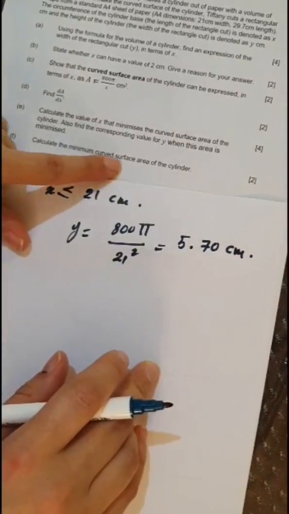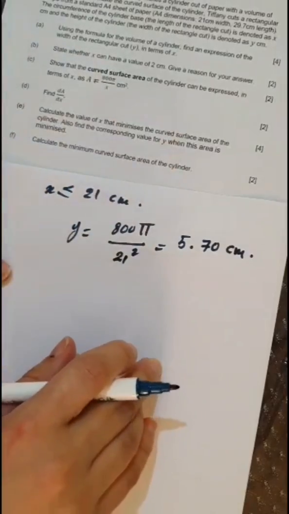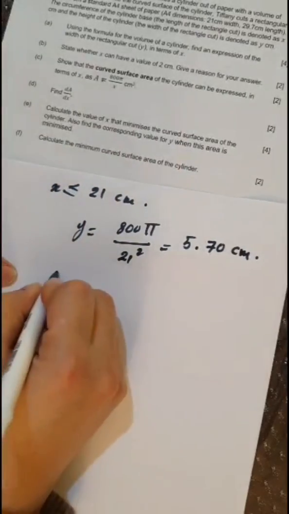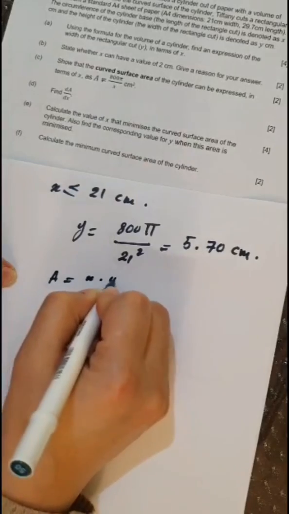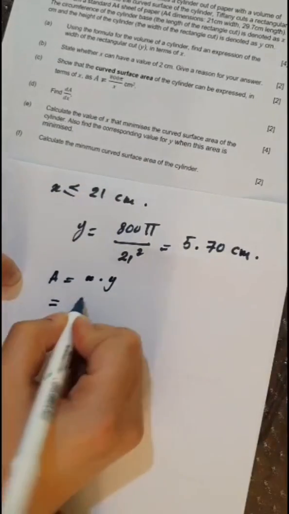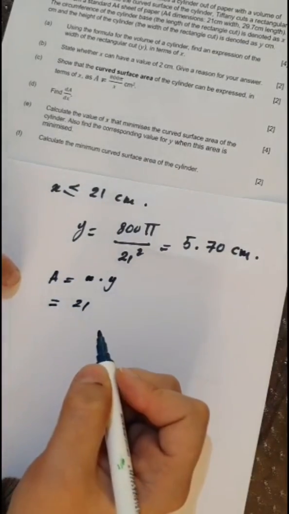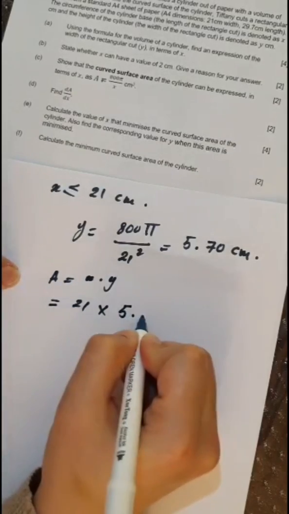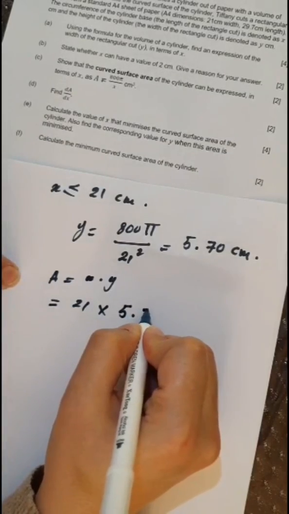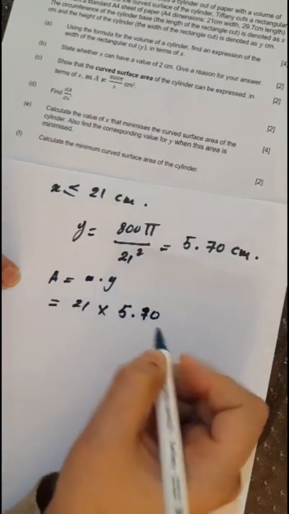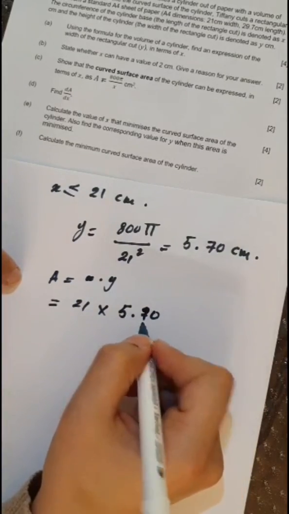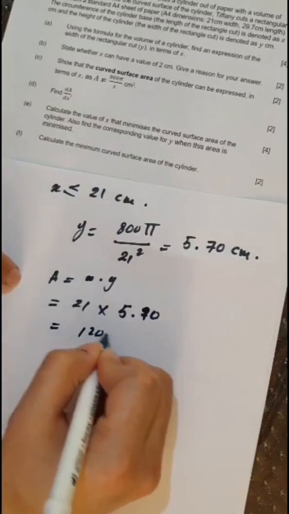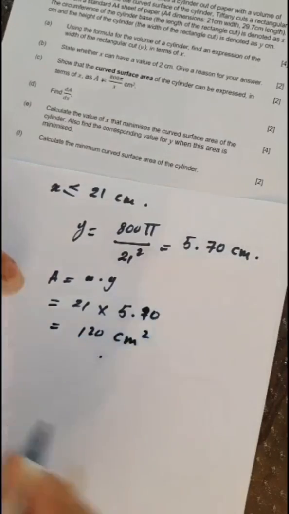Calculate the minimum curved surface area of the cylinder. The minimum curved surface area will be represented by 2πxy. And in this case, as we said, x can't be equal to 0, so I'm going to use 21. And I need to multiply it by the new y that I got, which is 5.700 after rounding, or you can use the original of this point. So you're going to get it equal to 120π centimeters squared. And that's it. Thank you.